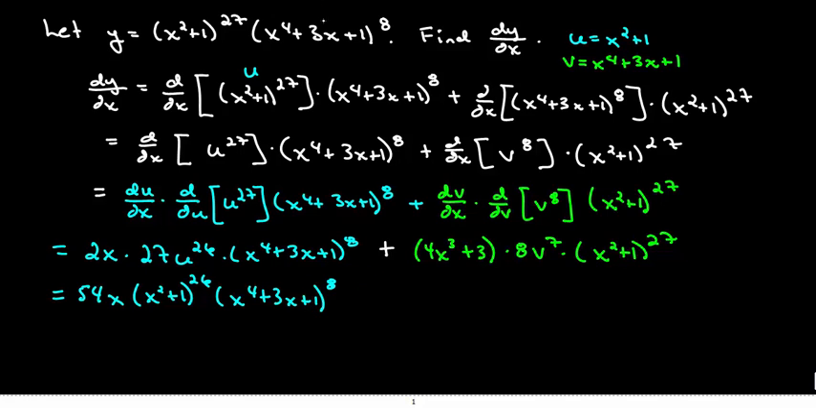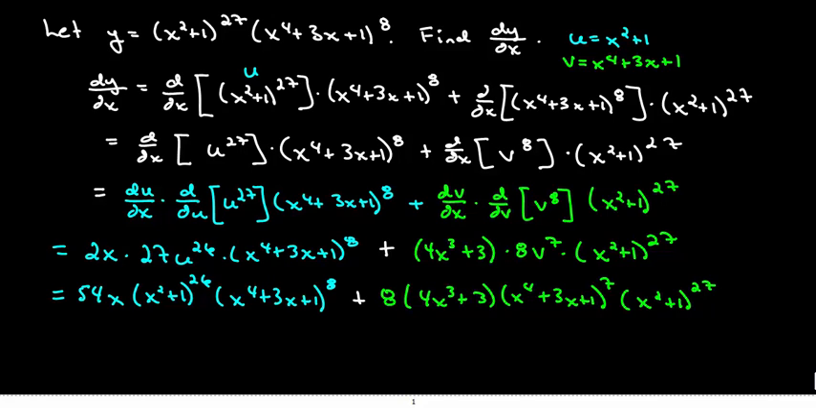Okay, now plus, we're going to have an 8 out front. I'm going to put this guy back in because it really doesn't matter the order. And then I've got v to the 7th. Well, v is this guy, so x to the 4th plus 3x plus 1 to the 7th, and then x squared plus 1 to the 27th. And that is going to be your final solution.